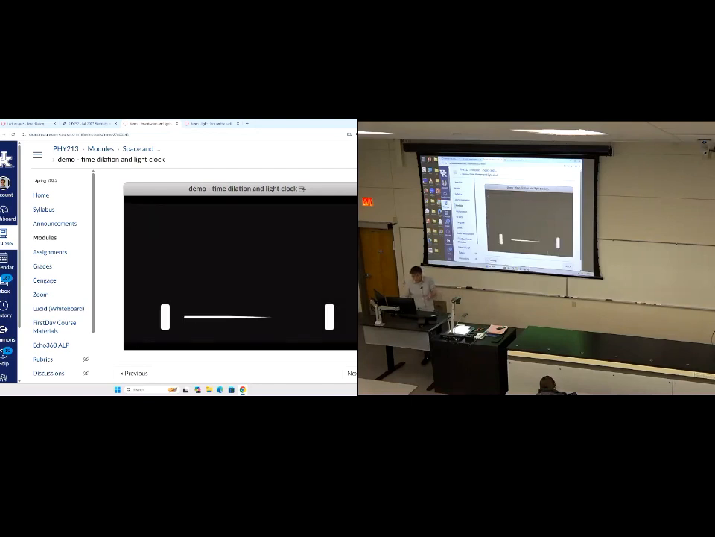Let's watch it one more time. Think about the time between ticks, and see if you can picture how that time slows down when we move the clock up. It's taking a longer time to get from mirror to mirror, which means that the clock ticks have slowed down, which means there's time dilation.